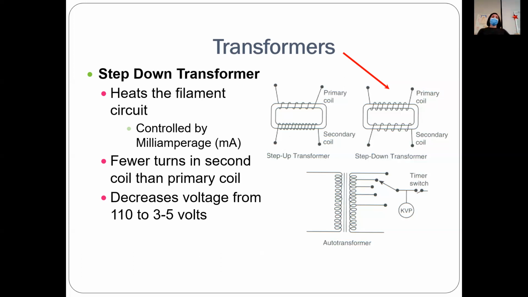So it's first stepping down with fewer coils, and then it heats up the filament and makes the electrons. So you need to step up to shoot it across. Yeah, it steps it down to heat up the filament, and then it steps it back up to shoot it across. Exactly. That's it.